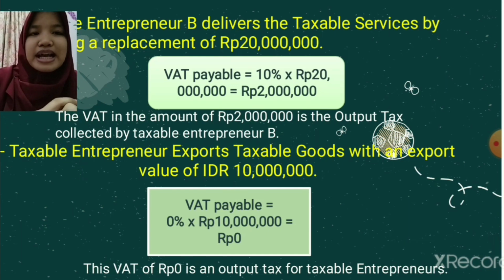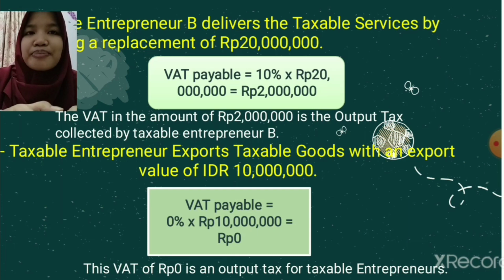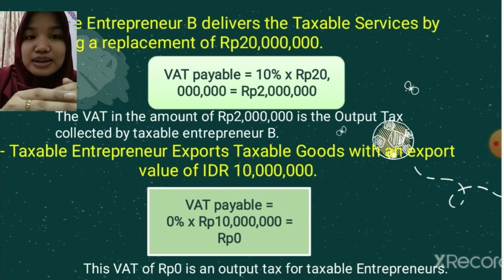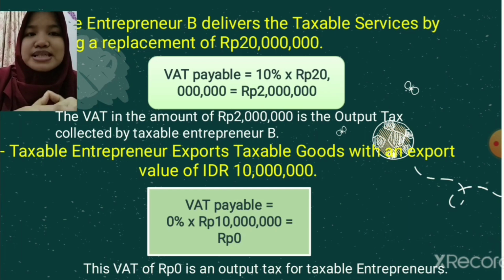Next, a taxable entrepreneur exports taxable goods with an export value. So, the first example is BKP, next is JKP, and then it's export goods. For export goods, like I said before, the tariff is 0. So, if the example says 10 million for the goods, the VAT payable is 0% multiplied by 10 million. So, the VAT payable for export goods is 0 rupiah.